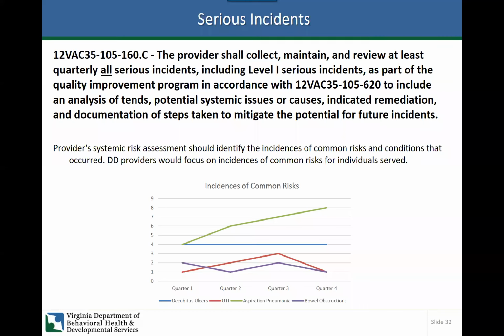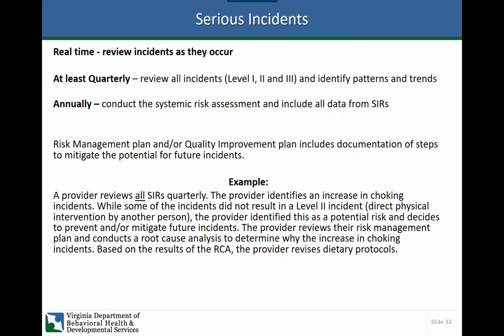So when it comes to serious incidents, I break it down real easily on the next slide. For me, you're looking at them as they occur. So that is real time. At least quarterly, you're reviewing all of them, your level 1s, 2s, and 3s, and you're identifying patterns and trends. Annually, as part of your systemic risk assessment, you're including all of that data. So your risk management plan or your quality improvement plan includes documentation of steps to mitigate the potential for future incidents.